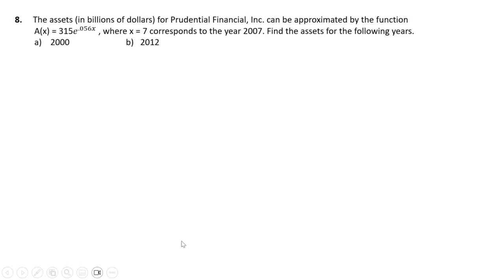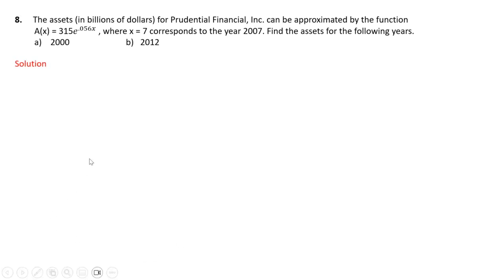Okay, now how do exponential functions apply to real life? Here's an example. It says, the assets in billions of dollars for Prudential Financial Incorporated can be approximated by the function A of x equals 315 e to the power of 0.056x, where x equals 7 corresponds to the year 2007. Find the assets for the following year.